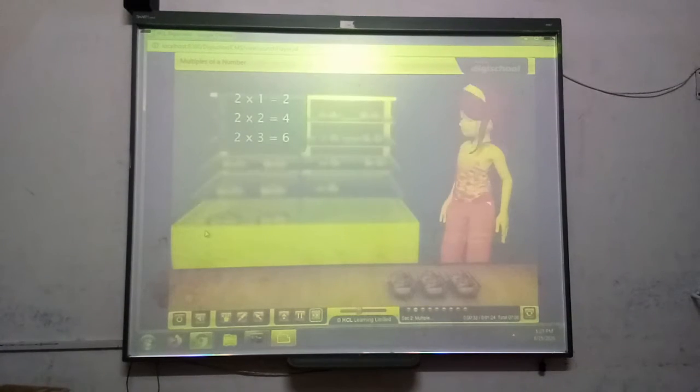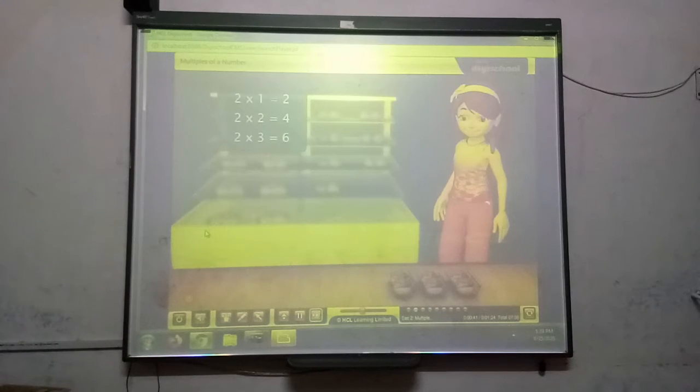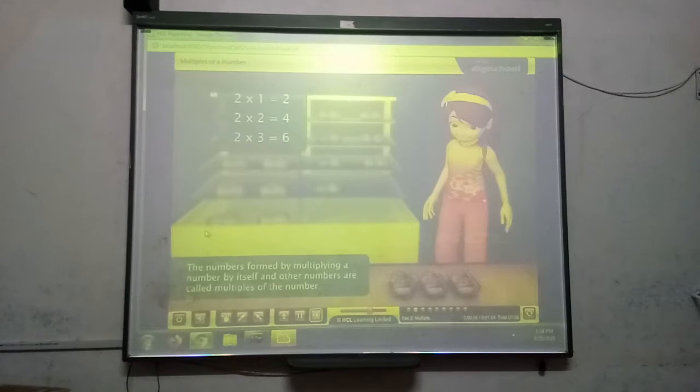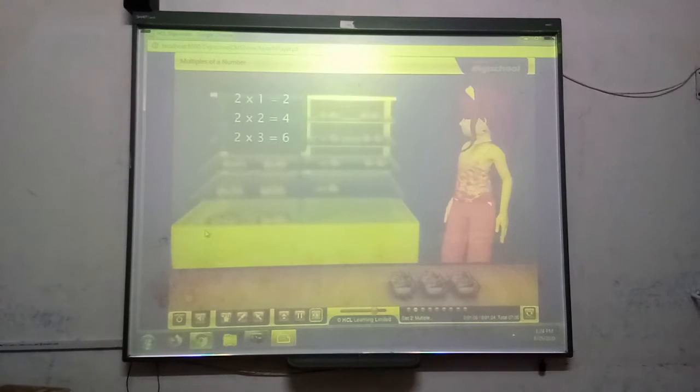You can see that we are multiplying 2 with numbers 1, 2, 3 and so on. Each time we multiply, we get a new number such as 2, 4, 6 and so on. These multiplications are similar to writing the table of 2. The numbers formed by multiplying a number by itself and other numbers are called multiples of the number. So 2, 4, 6 are all multiples of 2. Can you find a number which when multiplied by 2 gives 20?